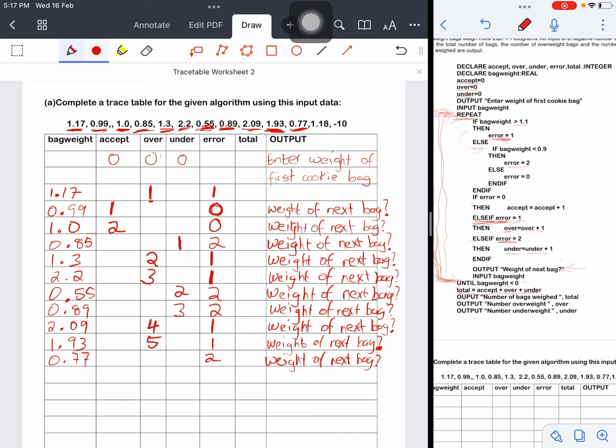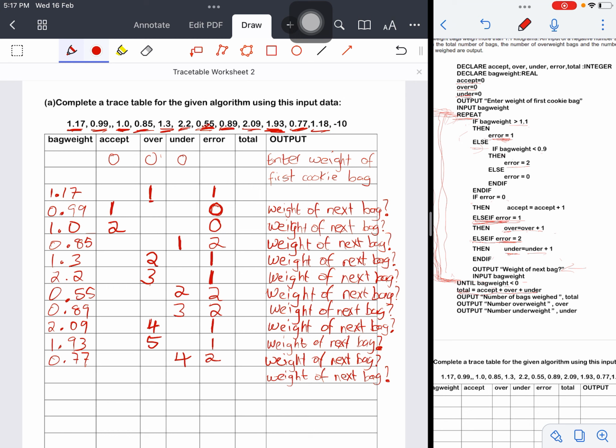If error is equal to 2, we jump to that one. Else if error is equal to 2, under is equal to under plus 1. So under is currently 3. If we add 1, it becomes 4. Excellent. Then we go down here and write in again, weight of next bag, question mark.